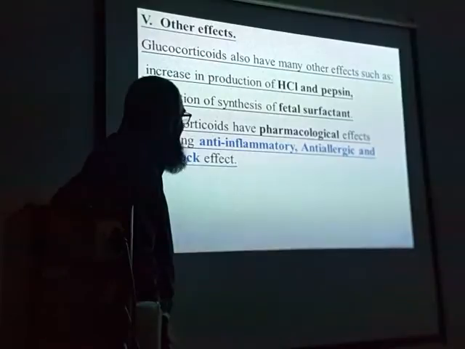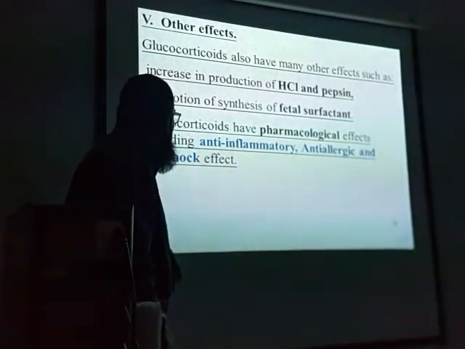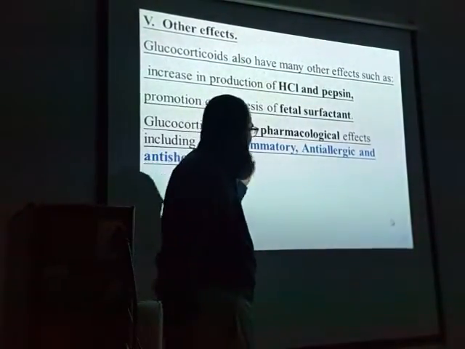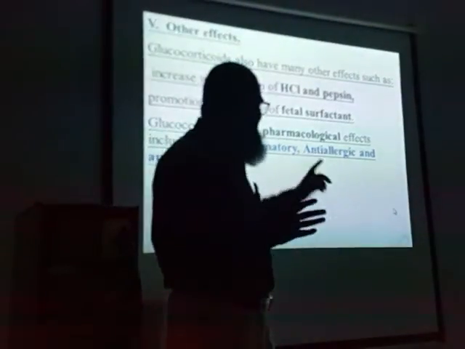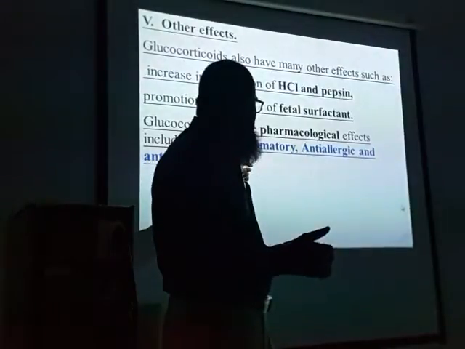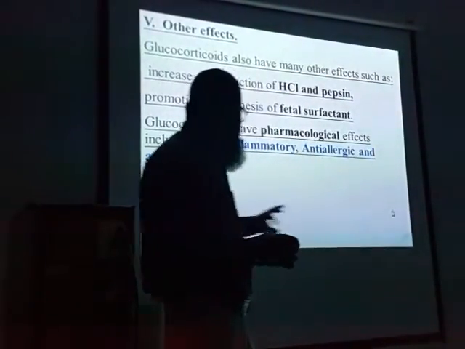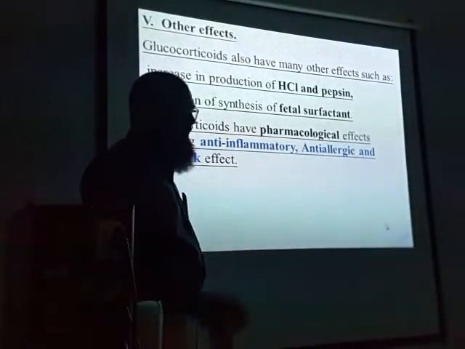Then glucocorticoids have pharmacological effects, including anti-inflammatory, anti-allergic, and anti-shock effects. Can you tell me how this is possible? Yes, that is the lymphocytes and prostaglandins and other things. So that's the anti-inflammatory, and it reduces the eosinophils. That's the anti-allergic. Anti-shock is because of the circulatory effect.